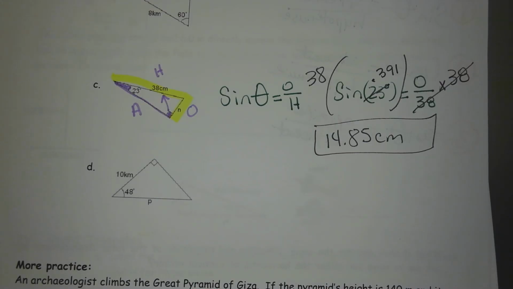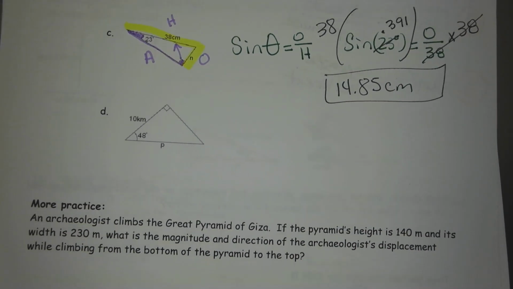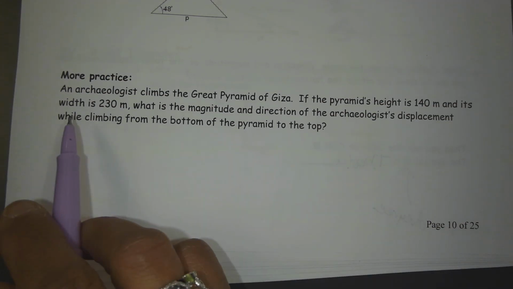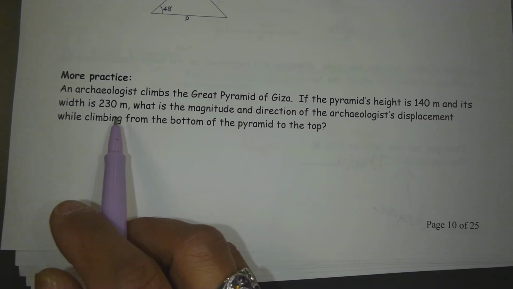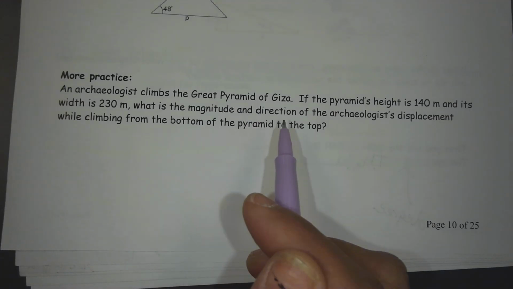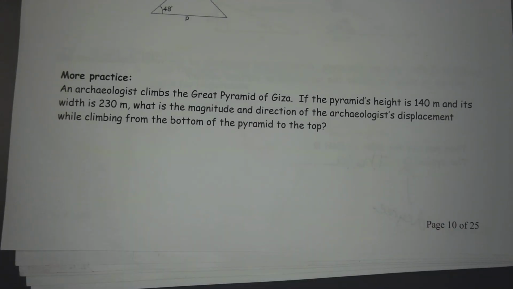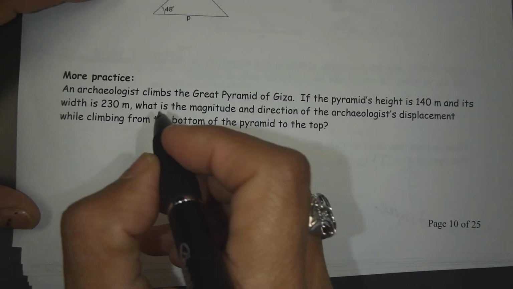Let's practice a practice problem, okay? I'm going to scroll down to this section. It says that an archaeologist climbs this pyramid. Oh, we're back to the pyramids again. Now, if the pyramid's height is 140 meters and its width is 230, what is the magnitude and direction of the archaeologist's displacement? This is a good question. So let's go ahead and draw this out. I've got a pyramid.